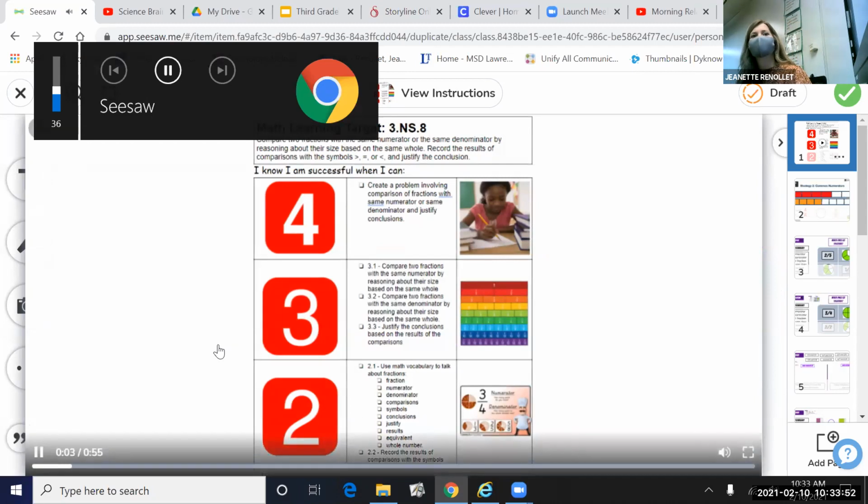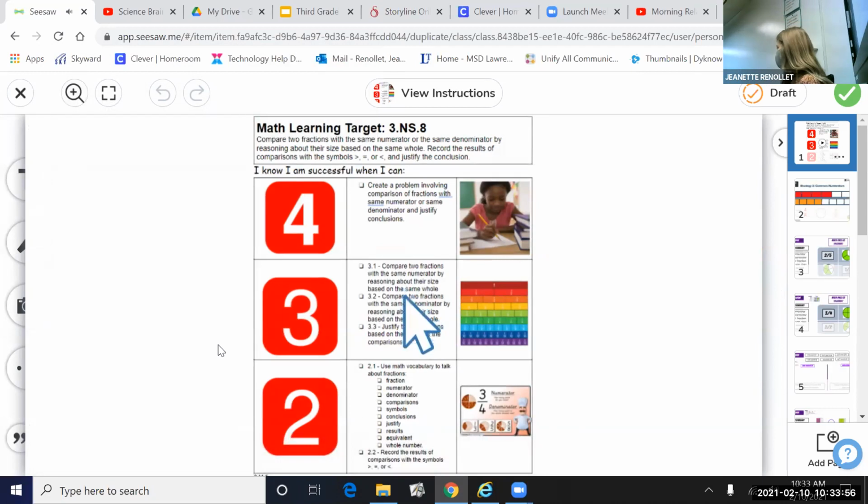Before today, we have been looking at fractions that just have the same denominator and also looking at fractions that have the same numerator. Today, we are going to mix it up and we will be working both with fractions that have the same denominator and fractions that have the same numerator. We will be looking to make sure that you can justify the conclusions based on your realization if they have the same numerator or same denominator.